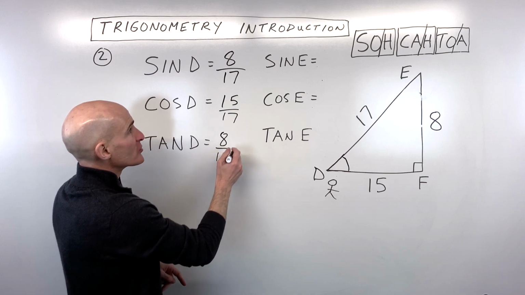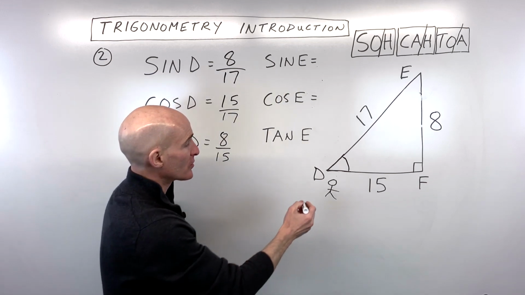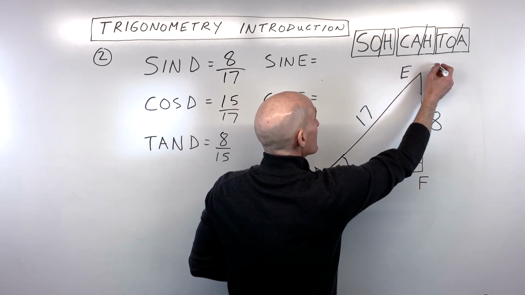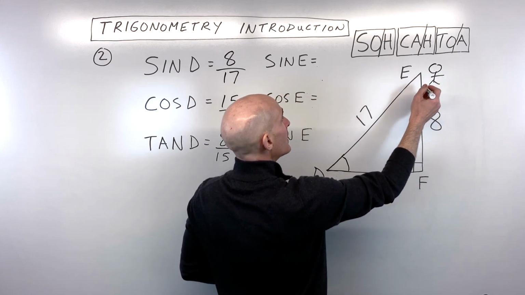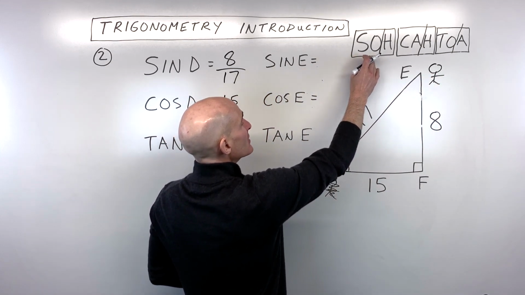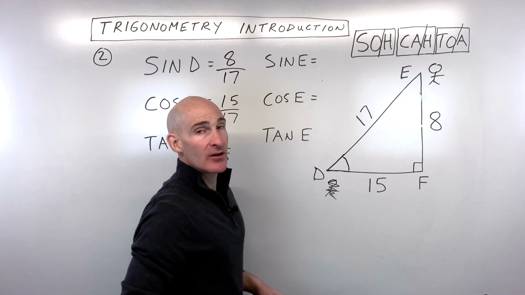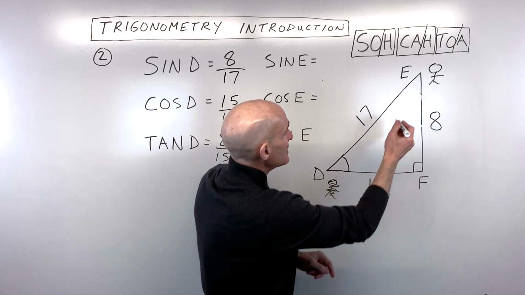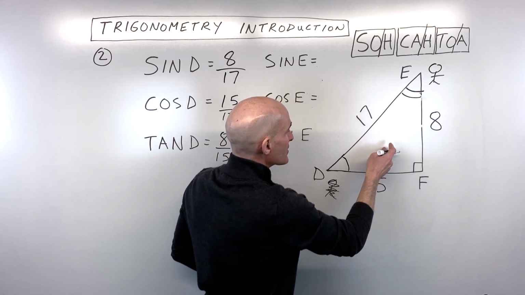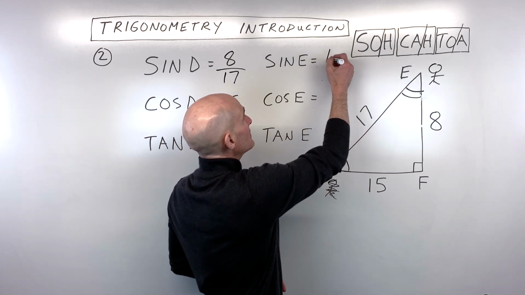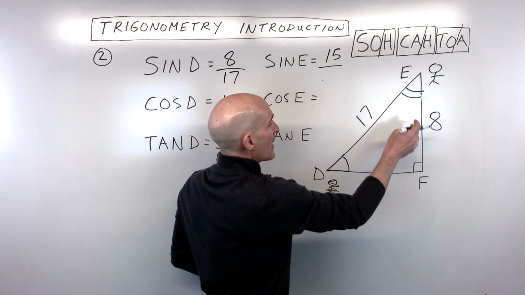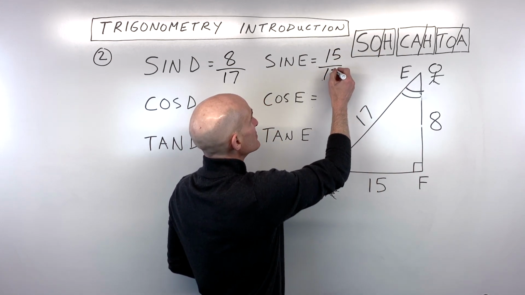Now let's switch over to angle E. So what we're going to do is we're going to position ourselves at this vertex, okay, and we're going to say, what's the sine of angle E? It's the ratio of the opposite side over the hypotenuse. So from angle E, opposite would be across like this. That would be 15 over the hypotenuse, which is always the one across from the right angle, 17.